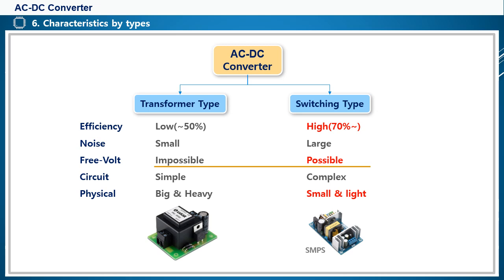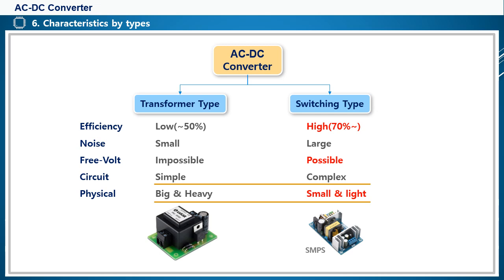Free volt means whether or not it can always produce a constant DC output regardless of the AC input voltage. The transformer type cannot have free volt because the turns ratio of the transformer for stepping down is constant, while the switching type has a structure that controls the pulse width by feedback and control circuits, so free volt is possible. The size and complexity of the circuit are simple for the transformer type and somewhat complex for the switching type. In other words, the transformer type is large and heavy in terms of appearance, and its size is determined by the power. On the other hand, the switching type is small and light because it uses a small switching transformer.